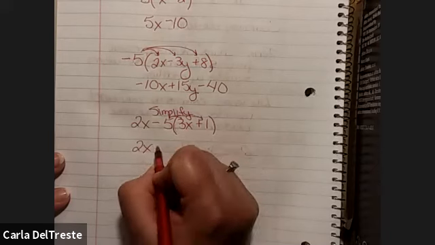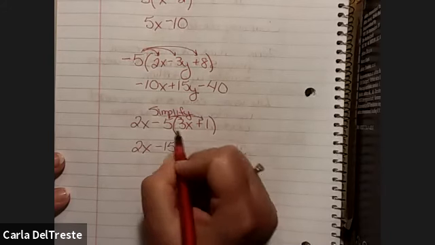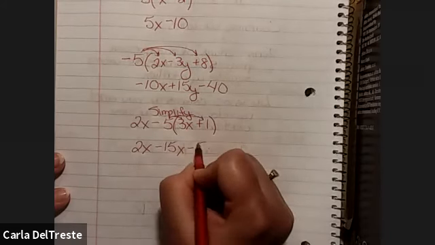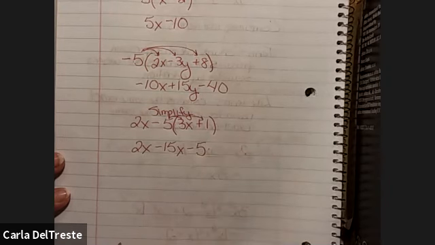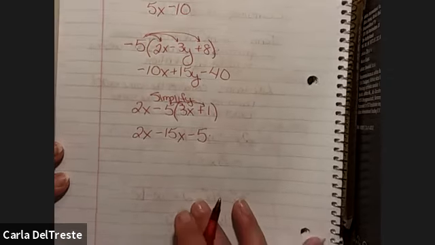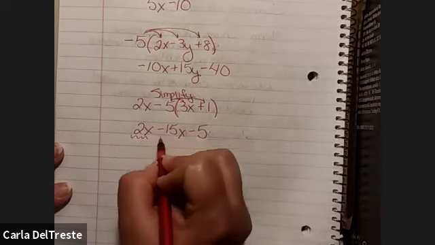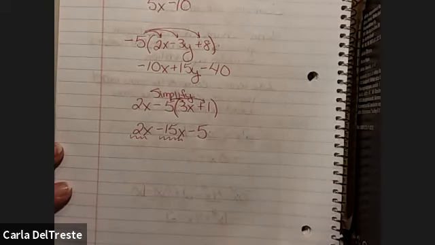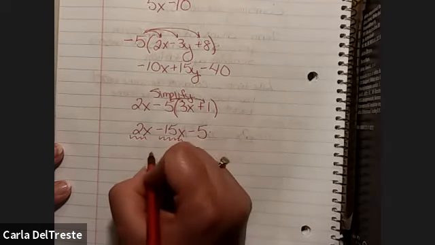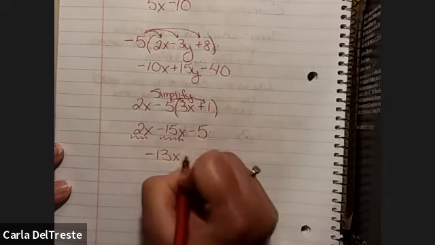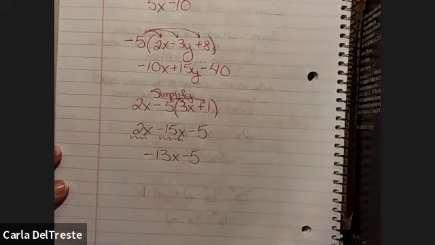-5 times 3x is -15x. And -5 times 1 is -5. I'm not done yet because I notice that I have like terms. I can add 2x minus 15x. 2x minus 15x is -13x minus 5.